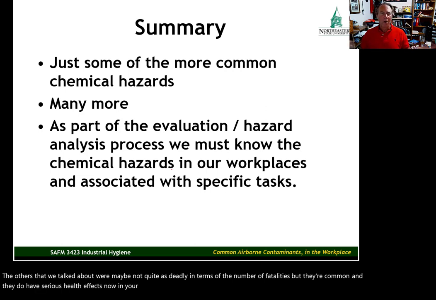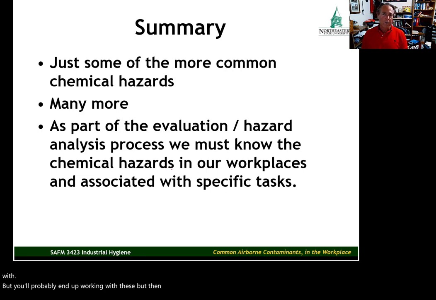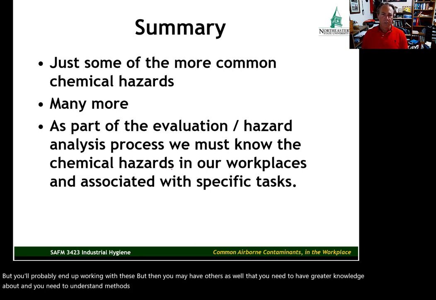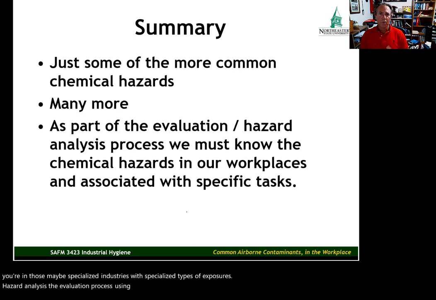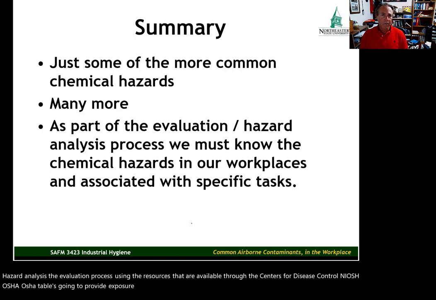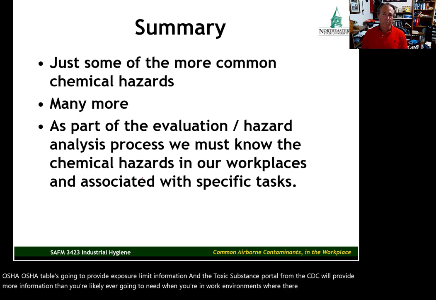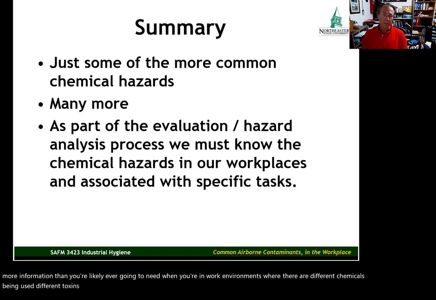Now, in your specific industry, you may have a whole different list that you end up working with. But you'll probably end up working with these, but then you may have others as well that you need to have greater knowledge about, and you need to understand methods for controlling exposures and so on. Again, to gain that additional knowledge, once you're in those specialized industries with specialized types of exposures, use hazard analysis, the evaluation process, and the resources that are available through the Centers for Disease Control, NIOSH, OSHA. OSHA Table Z is going to provide exposure limit information. And the toxic substance portal from the CDC will provide more information than you're likely ever going to need when you're in work environments where there are different chemicals being used, different toxins that workers could be exposed to.